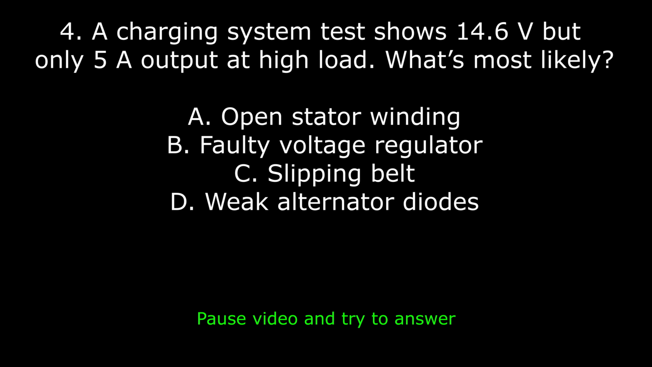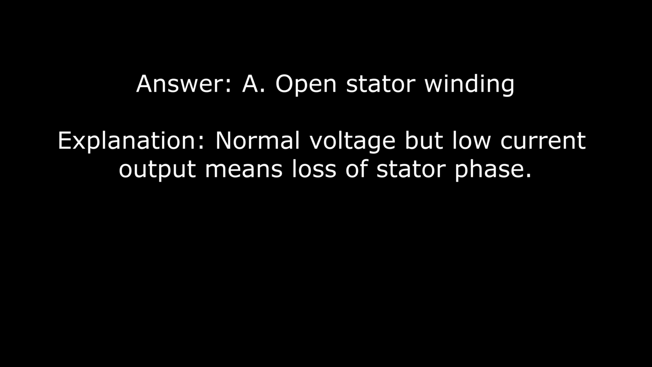4. A charging system test shows 14.6 volts but only 5 amps output at high load. What's most likely? A. Open stator winding. B. Faulty voltage regulator. C. Slipping belt. D. Weak alternator diodes. The answer is A. Open stator winding. Explanation: normal voltage but low current output means loss of stator phase.